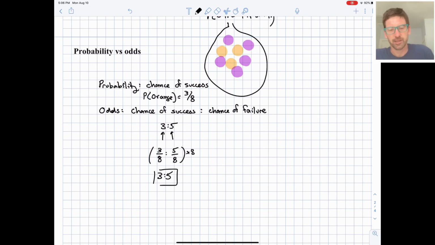But go with probability. I think it's a much more intuitive, accessible way of understanding the likelihood that something will happen. And that's a good place to stop right there.